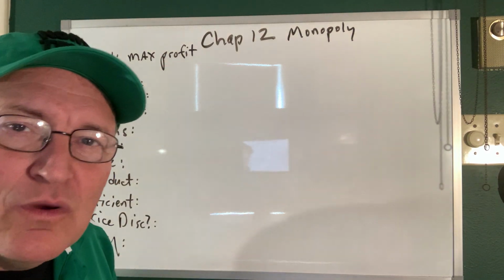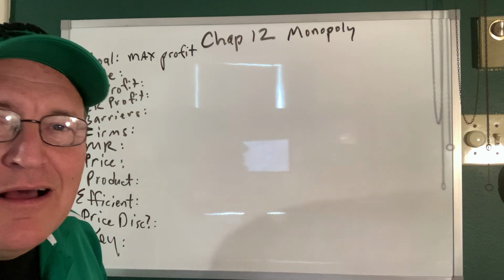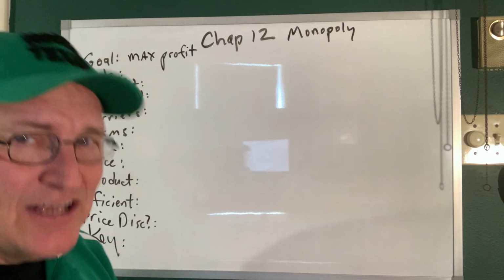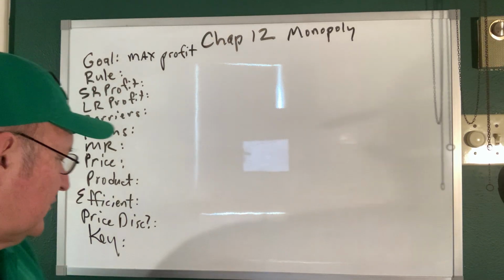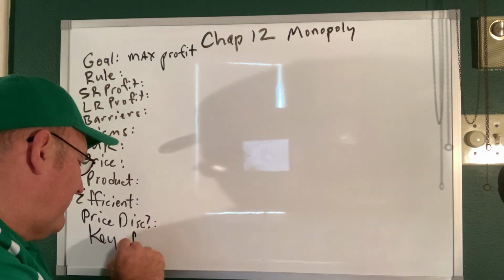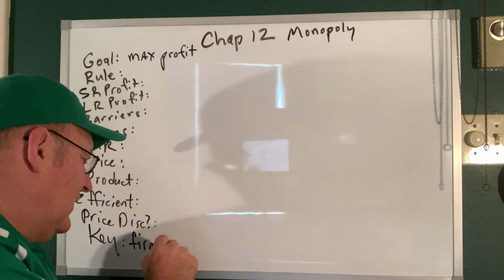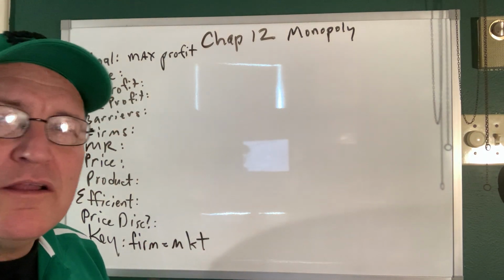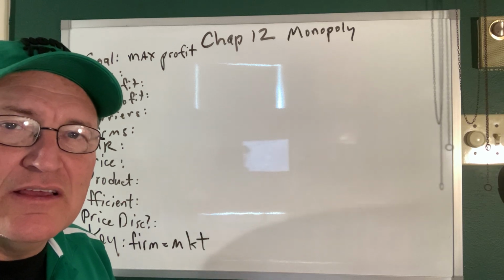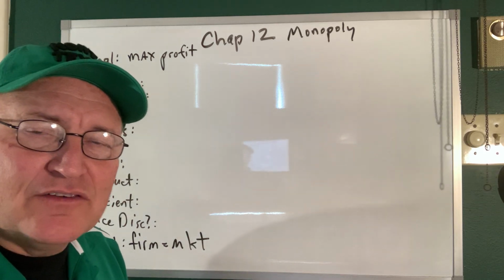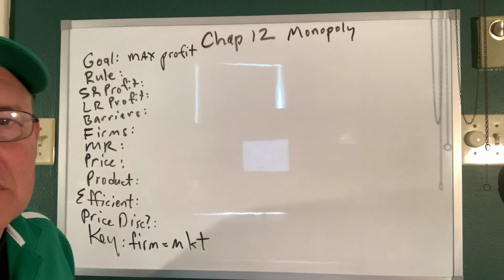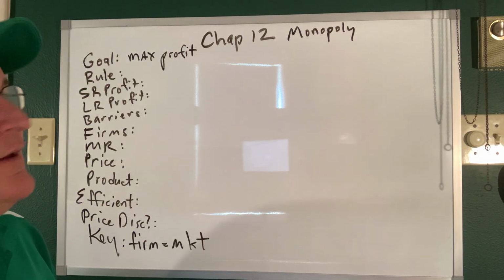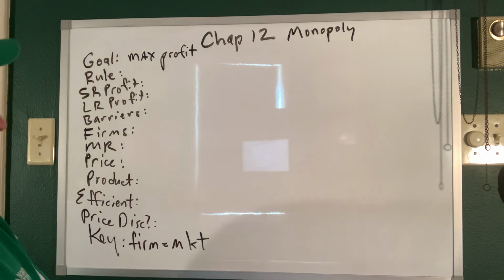What is key? What is unique about a monopoly market structure that only exists in this market structure, does not exist in any other market structure? And that is that the firm is the market and the market is the firm. So there's only one firm that comprises the entire market. And we'll come back to this when we talk about some examples in a moment. But that's literally what defines a monopoly, when it's made up of one firm.